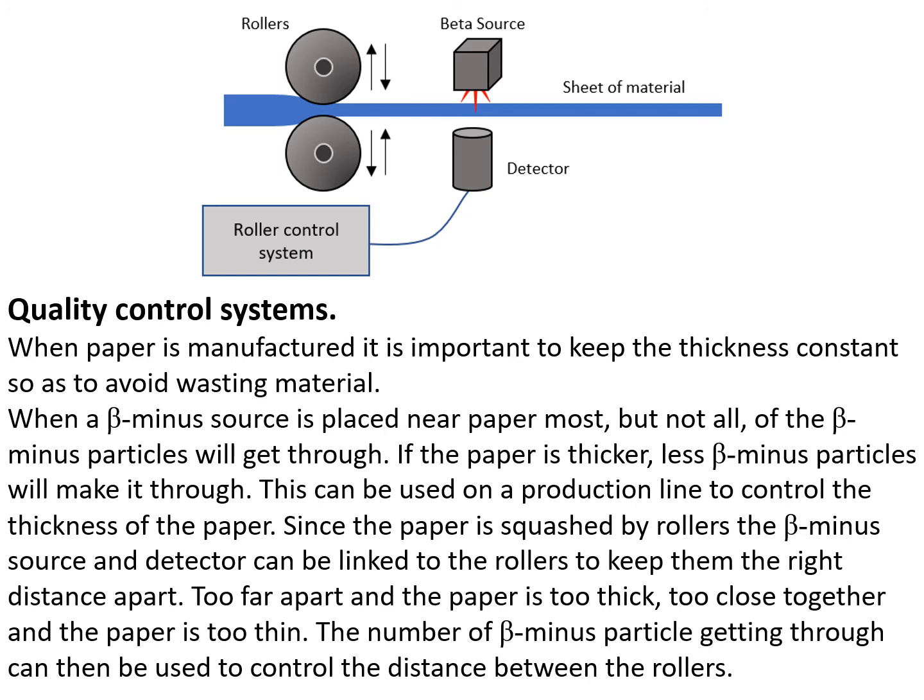Too far apart and the paper is too thick. Too close together and the paper is too thin. The number of beta minus particles getting through can then be used to control that distance between the rollers. If lots get through, if nearly 100% get through, that means the paper is too thin. Whereas if very few beta minus particles made it through, the paper would be extremely thick.